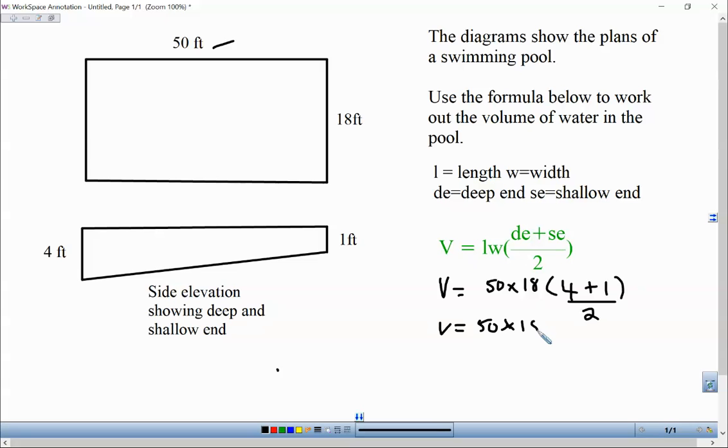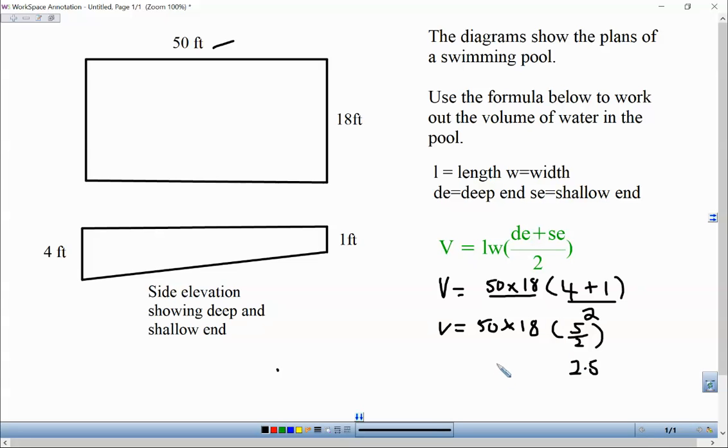Then we always do a bit of BODMAS first, or brackets first. So brackets come first, so we'll do our brackets first. 4 plus 1 is 5, divided by 2 gives me 2.5. And I'm going to multiply, according to this, what's in the brackets, which is 2.5, by what is outside the brackets.